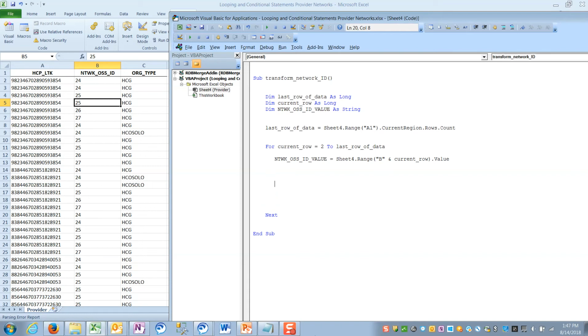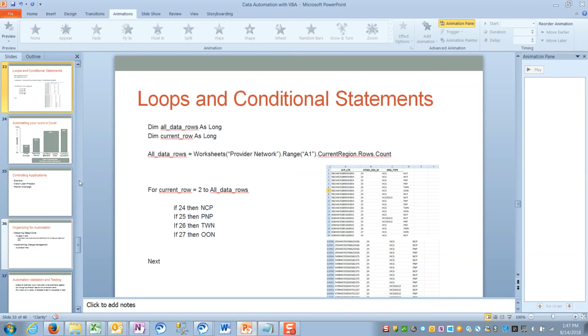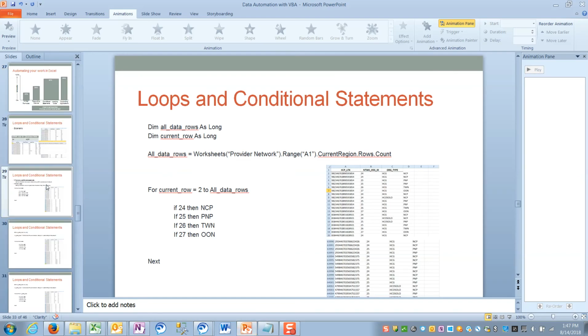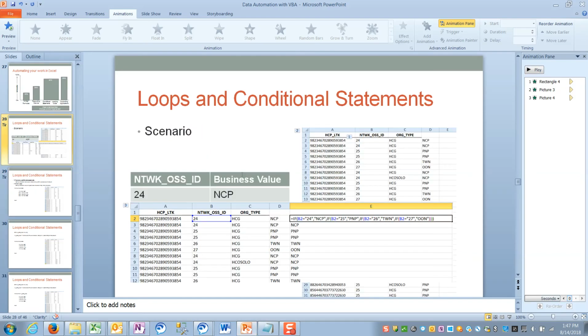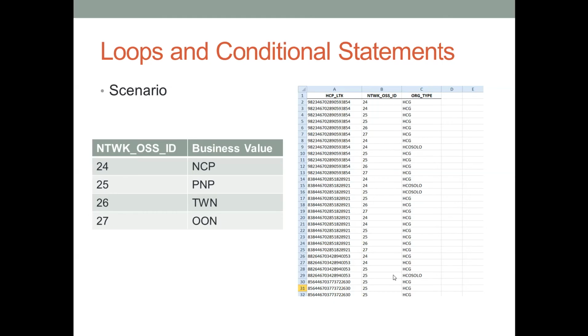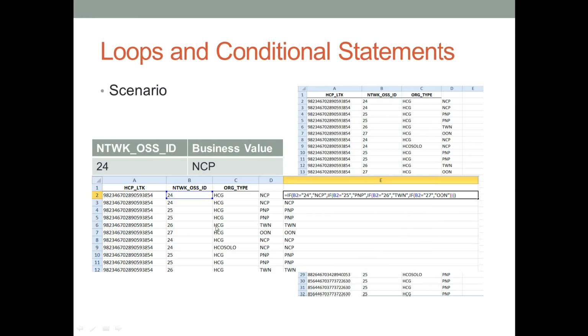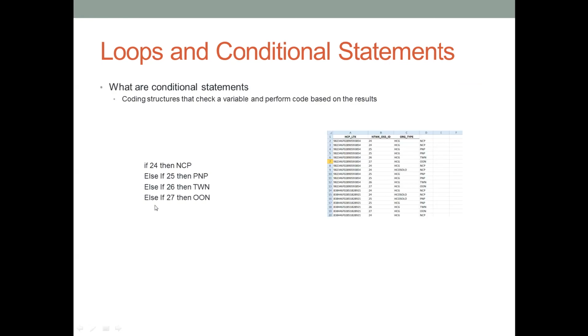The only thing we need to do now is grab our crosswalk and write our conditional statement. Remember that our crosswalk said this. It said if the value is 24, then we want the business value to be NCP. If it's 25, PNP. If it's 26, TWN, 27, OON. And remember that I showed you that we are going to be using a conditional statement like this. And I told you that, well, this isn't really how we write it, but it kind of gets to the idea. Well, let's learn really how to write this right now.